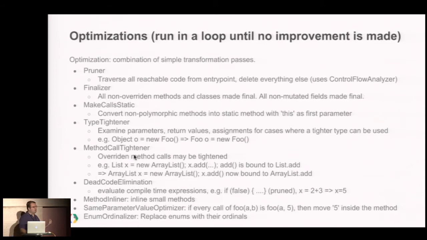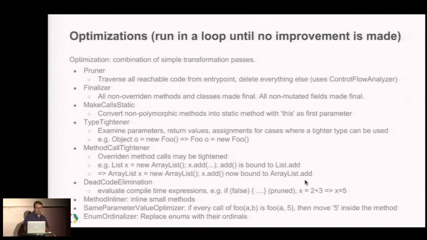And then that feeds into something called method call tightener, which says if you have, like, List x equals new ArrayList, and then you call the add method, originally the compiler thinks you're calling List.add. But after type tightening, the left-hand side is rewritten to be ArrayList x. So now that method call to x.add can be redirected to actually know that it's pointed to ArrayList.add. And if we know that, then we can inline that method.